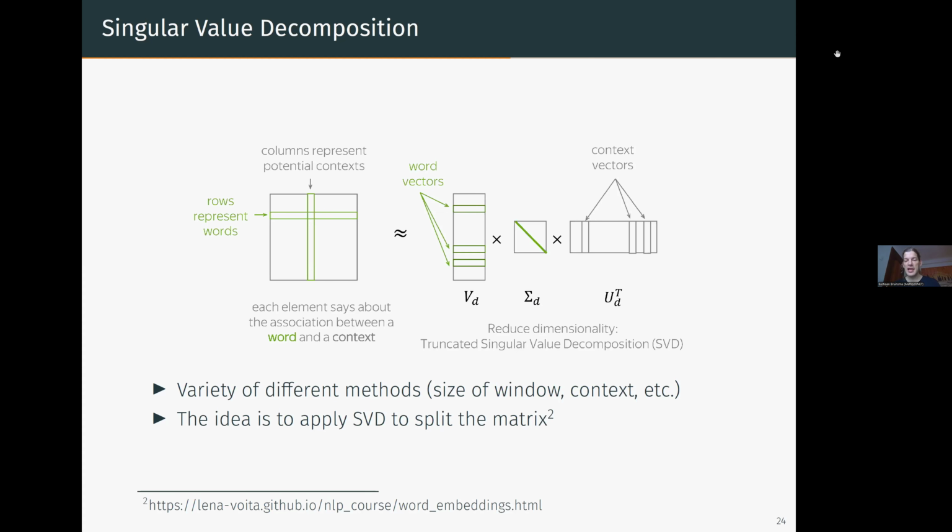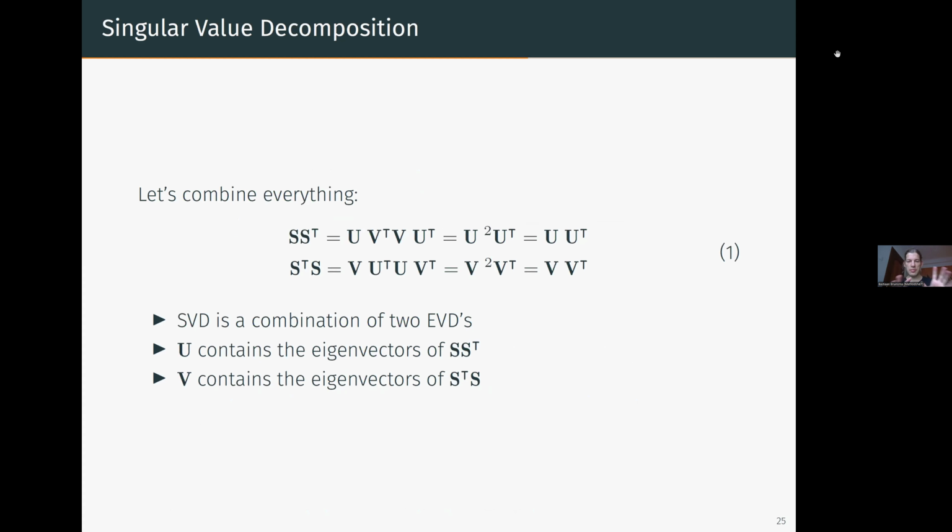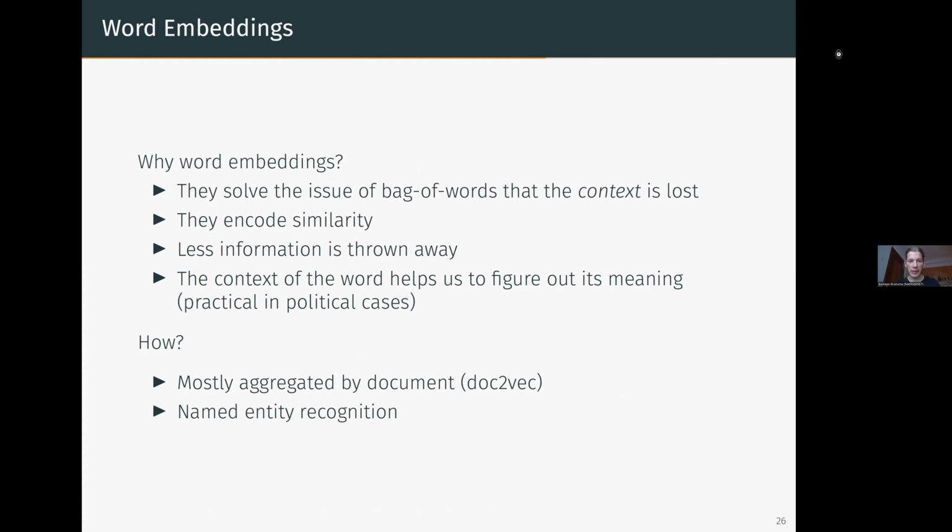Then we figure out if there's some way to reduce that dimensionality. So we have word vectors and context vectors, and that's SVD. This makes it way smaller, and we can actually work with it. Singular value decomposition is the most popular way to do it because it happens to be very quick and quite accurate, but there are other ways if you want. So this is the singular value decomposition. Let's skip over that for now.